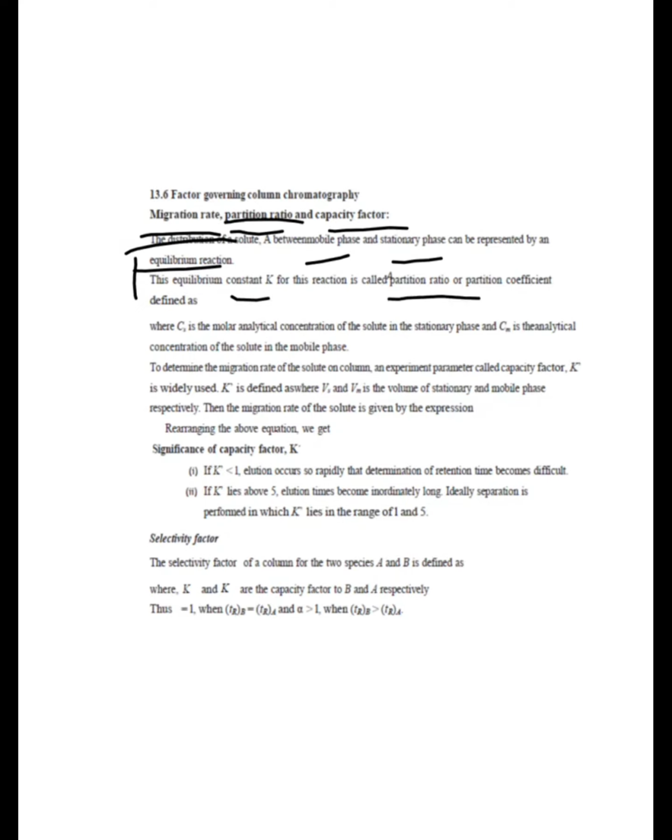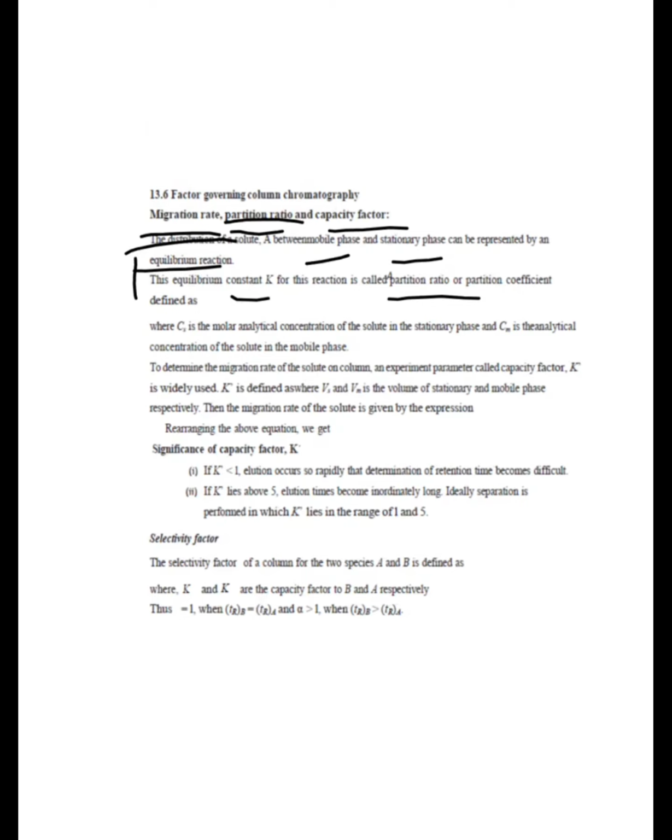This is one of the factors governing the efficiency of the column. Further, C_S is the analytical concentration of the solute in the stationary phase, and C_M is the analytical concentration of the solute in the mobile phase.